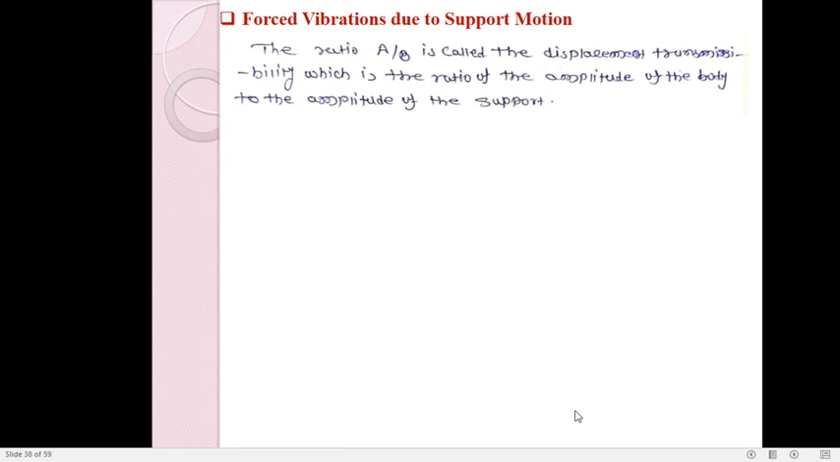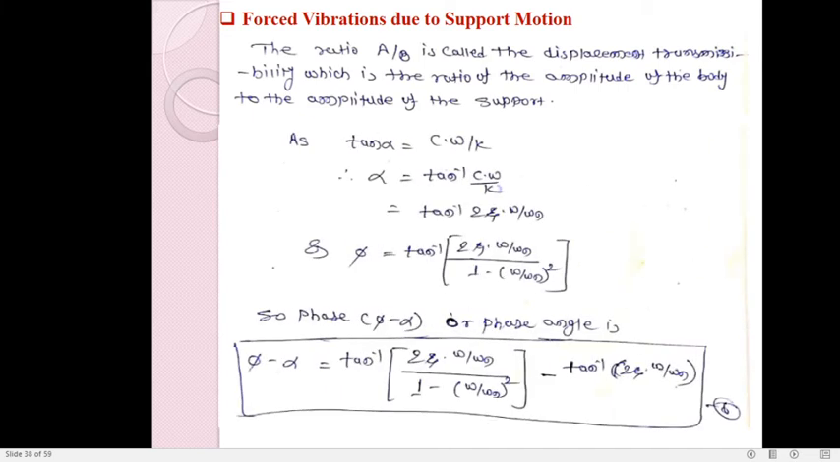The ratio A by B is called the displacement transmissibility, which is the ratio of the amplitude of the body to the amplitude of the support. I hope you are understanding this. A is the amplitude of the body, that is the chassis, and B is the amplitude of the support. As tan alpha is equal to c omega upon k, just as we have seen, c omega upon k.